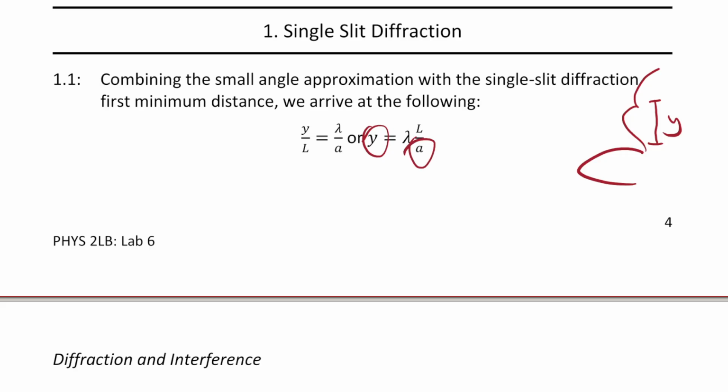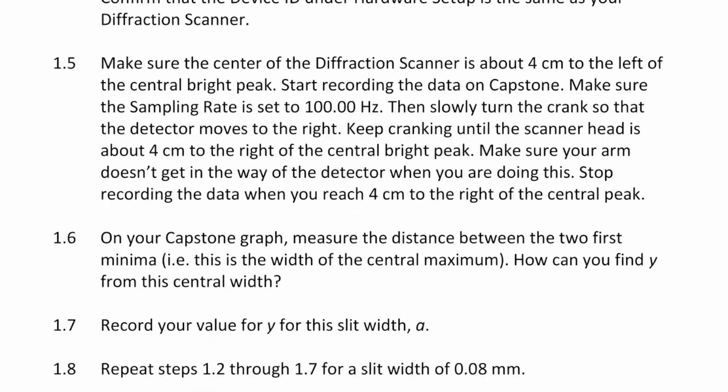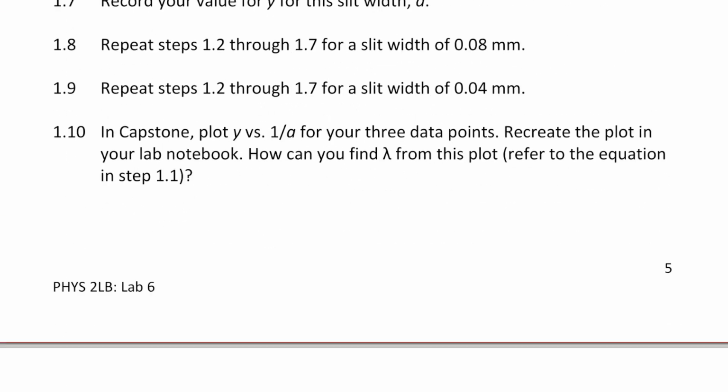And so A is your slit width, lambda is the wavelength of light you're putting in, and then L is the distance from your laser to the wall. That would be L. Just make sure you understand this equation. And then you did the lab for different values, and you plotted y versus 1 over A, and you should have found that it was sort of a constant slope line, approximately.